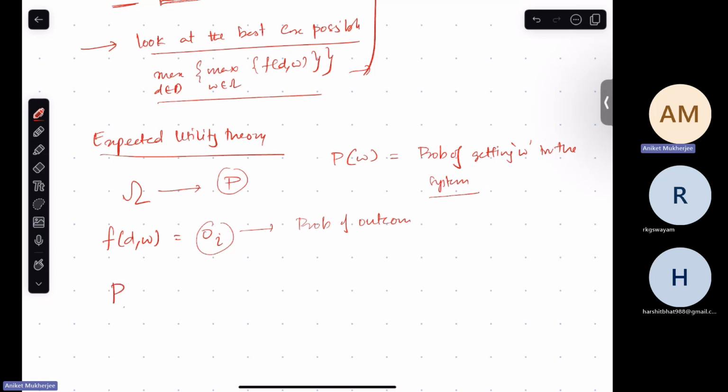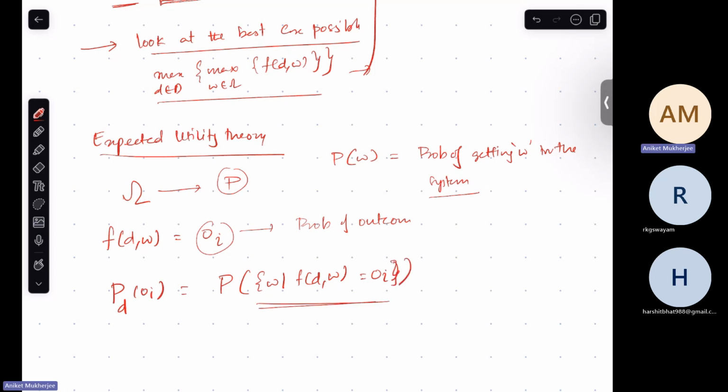So now this P_d(o_i). Basically what I want to do is see with what probabilities my outcomes come. Suppose I have different outcomes. I want to see with what probabilities they come. So this is basically the probability of the set of all the omegas that may give me this o_i value. I want to find this probability. So P_d is the probability distribution on the set of outcomes.